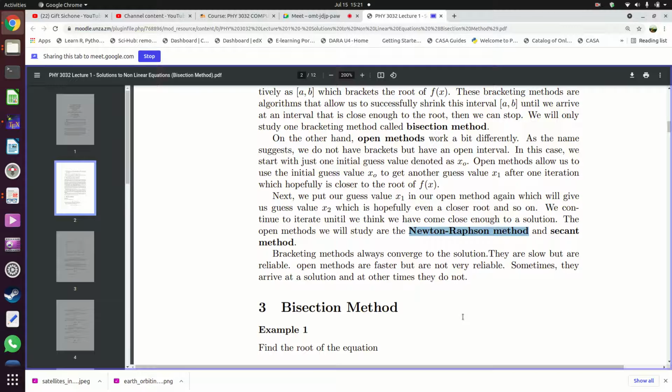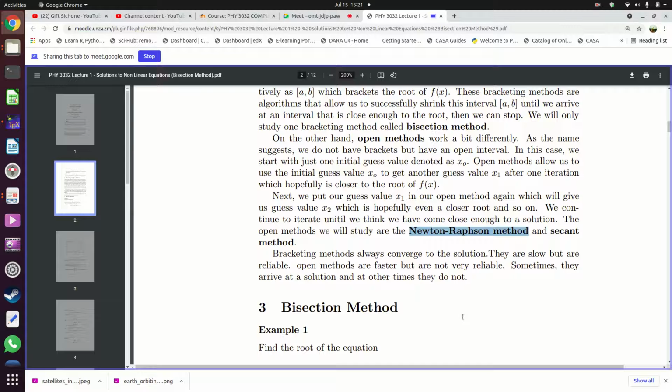So basically, these are the things you're supposed to take note of. If you are interested in speed, then you need to choose an open method. But if you choose an open method, there is a likelihood that either you get the answer very fast, or you might not actually get an answer at all. Are we clear? Yes, sir.